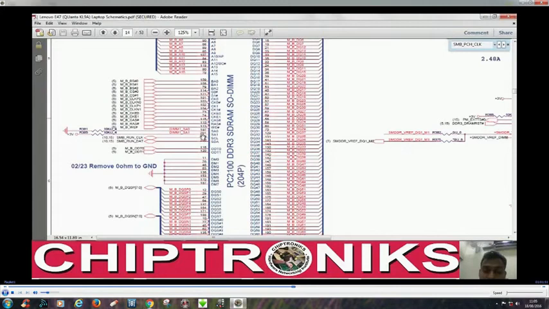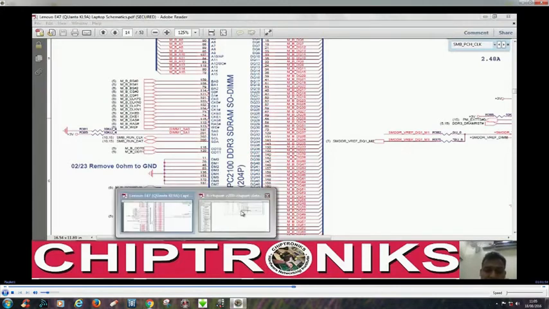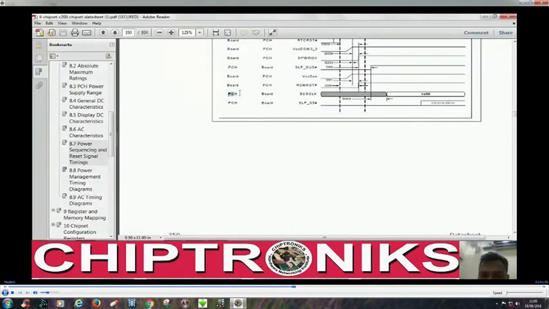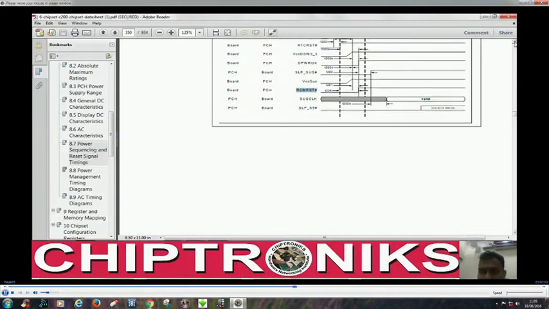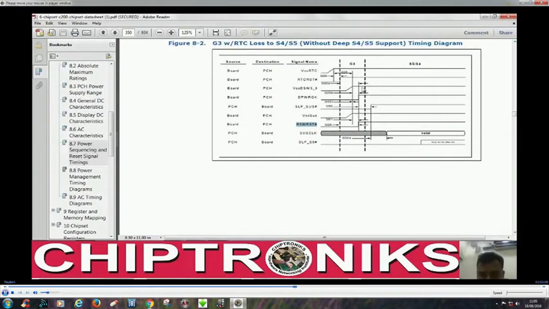If the clock is present, that means your PCH has reached this stage and cleared it. So we can trust the notebook motherboard step by step. If we follow and understand this entire sequence and test the motherboard in this sequence, then you will certainly find the problem. The next signal is SLP underscore S5.